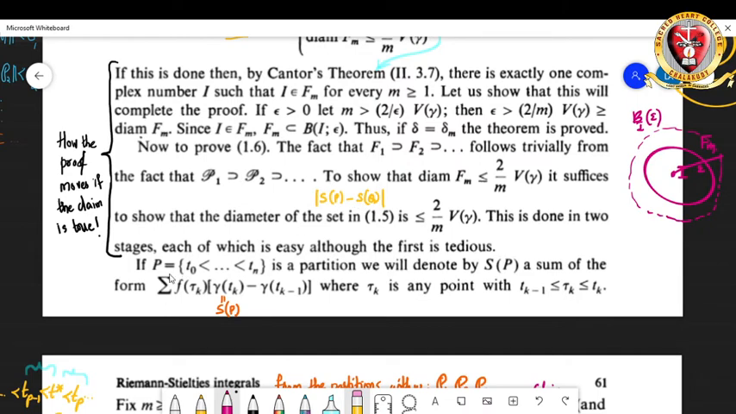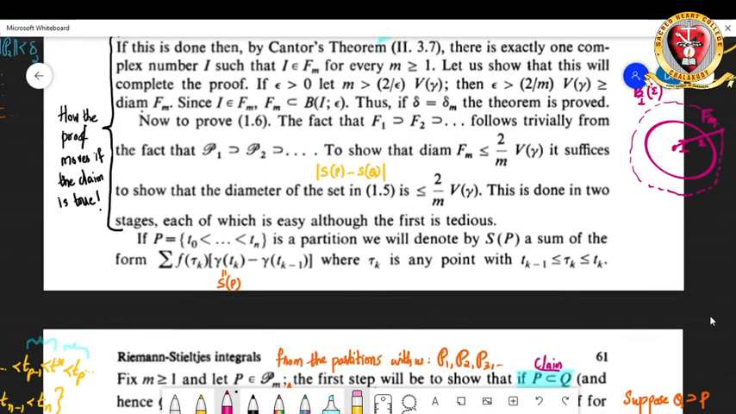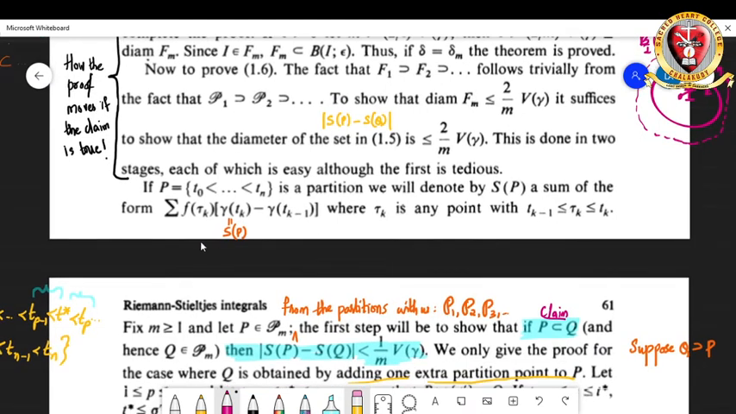So for that, we are considering a partition P. We are going to do the idea which we mentioned now. We have a partition P which is T0, T1, T2, etc., Tn, and we are going to denote S of P to be equal to the sum sitting here. This sum is nothing but the sum which we are requiring in the statement of the theorem: summation f of tau k into gamma of tk minus gamma of tk minus 1, where tau k is chosen from the subinterval, closed interval tk minus 1 and tk. Fine. So it is called S of P.